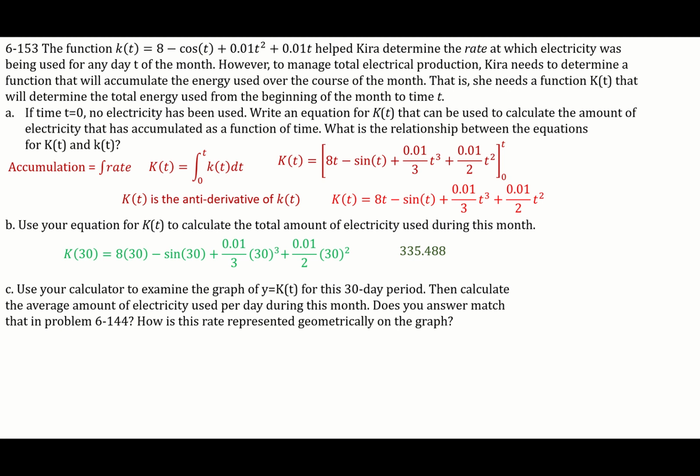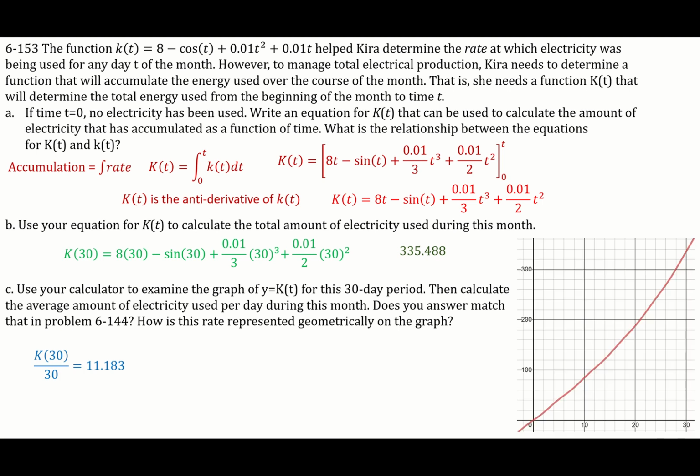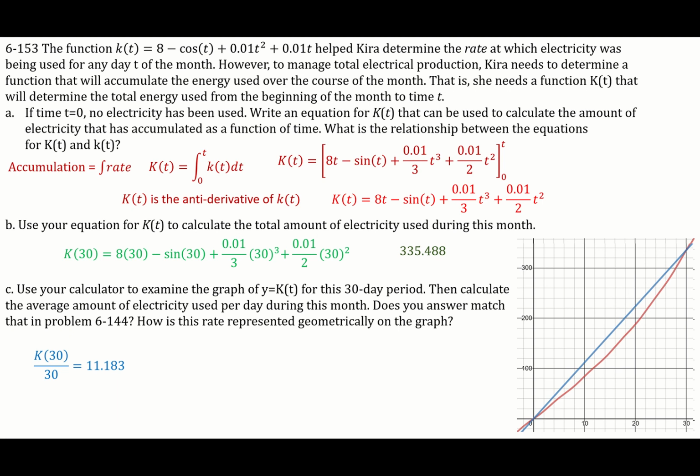Okay, and then part C, use your calculator to examine the graph for the 30-day period. So we're graphing capital K of t, then we're calculating the average amount of electricity used per day. Does the answer match that in problem 6.144? Okay, so when you graph capital K of t, you end up with this function here. Now, the average amount of electricity used per day is the total amount that's used divided by 30, which is 11.183.